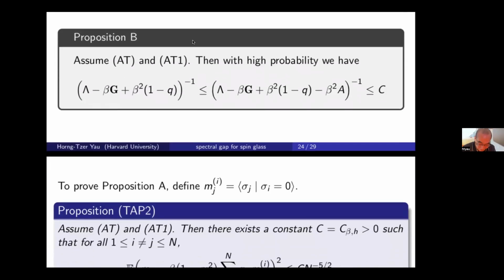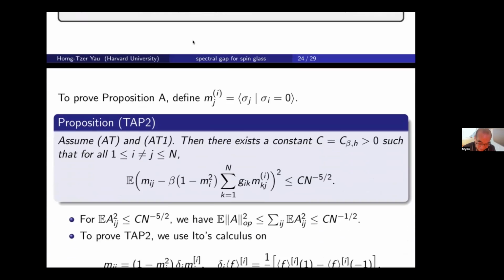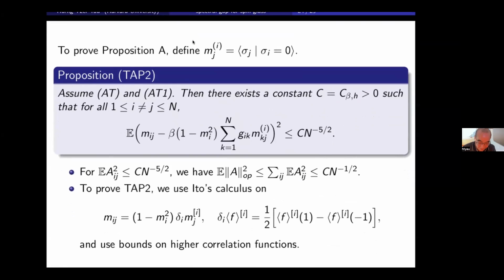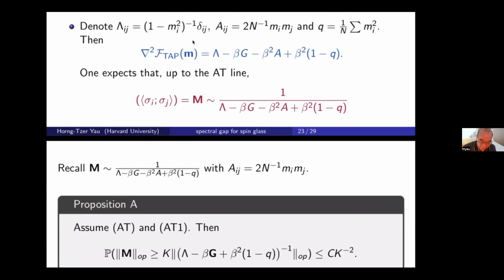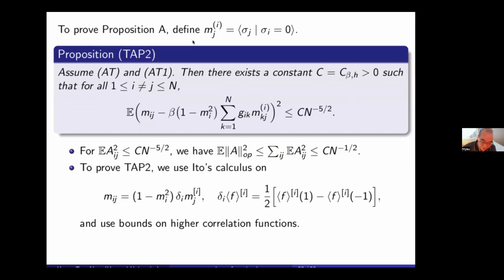Of course, right now I can't really show that because the time is almost finished, so I can't really tell you how to prove that. But roughly speaking, we prove the TAP equation. We prove what is called the TAP 2 equation, the second TAP equation. The TAP equation is the equation for the magnetization. But the TAP 2 equation is the equation for the m_ij. The correlation matrix has an equation, so the correlation function has an equation. So we first prove this correlation equation, called the TAP 2 equation.